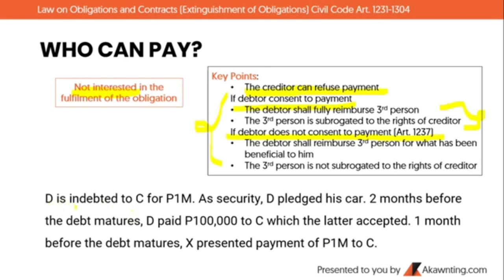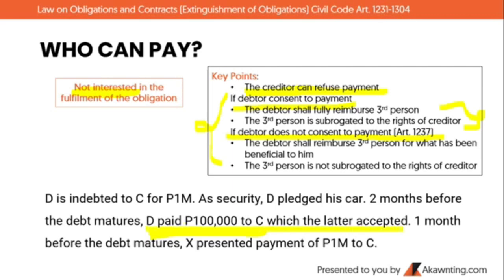Okay? So, basahin natin tong example natin. D is indebted to C for 1 million. As security, D pledged his car. Ganun pa rin yung kanina. 2 months before the debt matures, okay, dito na magkaroon ng pagkakaiba. So, D paid 100,000 to C which the latter accepted. Okay, sinong nagbayad muna? Okay, so nagpauna si D. In this case pala, nagpauna muna siya ng 100,000 pesos to C which the latter accepted, which is completely okay kasi nagkasundo naman si D and C. Okay?